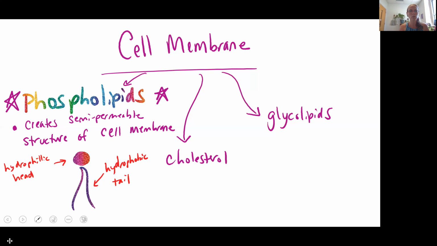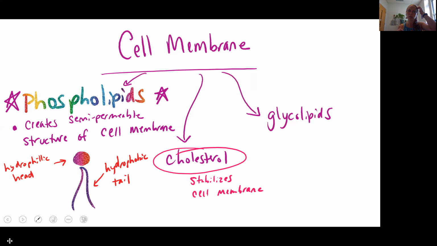Those cholesterol molecules are going to help to stabilize the cell membrane so that it's not too fluid when we're looking at just those phospholipids by themselves.